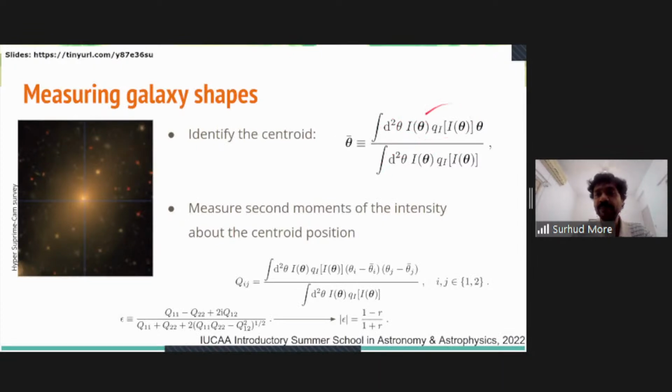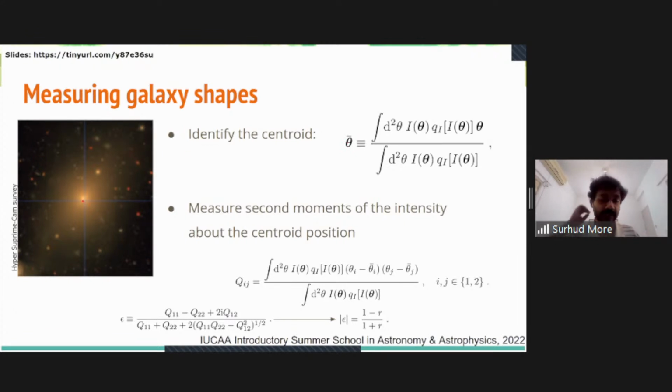This q_i is just some weight function which tries to downweigh the intensities which you would have measured with very low signal to noise ratio, right? So further out from the galaxy center, you don't want to give too much weight because it's noisy. And so that's all what this q_i is doing. But otherwise, it's just the first moment to measure where is the center of this galaxy.